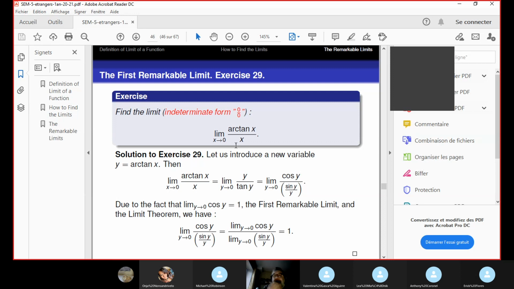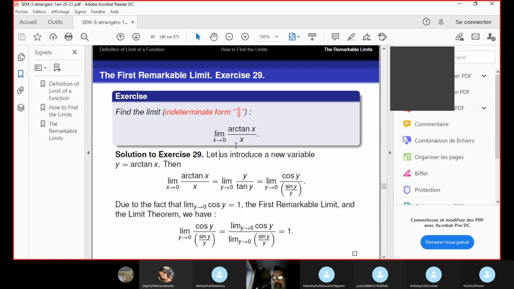that as x goes to zero, this function arctangent of x is equivalent to x. Equivalent, this means that if I take the limit arctangent of x over x, this will be one. So in fact, in this exercise, we want to find an equivalent function for our function arctangent. You see, so it's a remark you can forget about now.